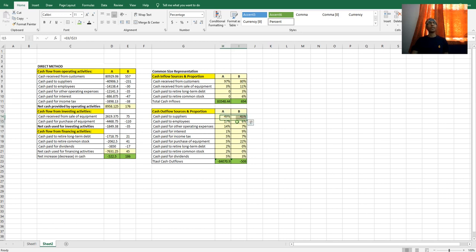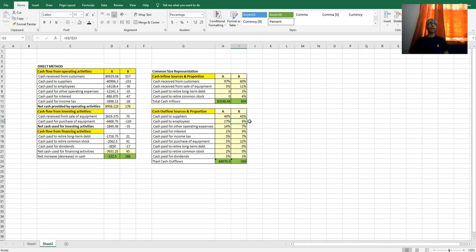Cash paid to employees, the second value 17% and 6%. This means B, in terms of its employee expenses or number of employees, whichever may be the case, is quite tight in that respect. Other operating expenses, miscellaneous expenses 14%, 7%. So there also, in terms of other operating expenses also, B has been quite judicious. Cash paid for interest, in case of A it is 1%, in case of B it is 9%, which means financial burden on B is more than that on A.